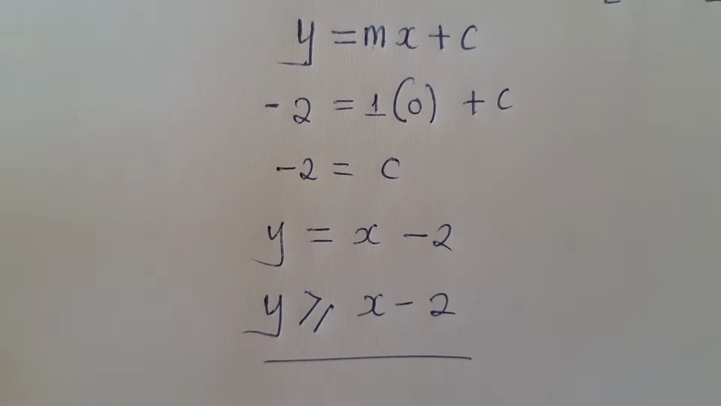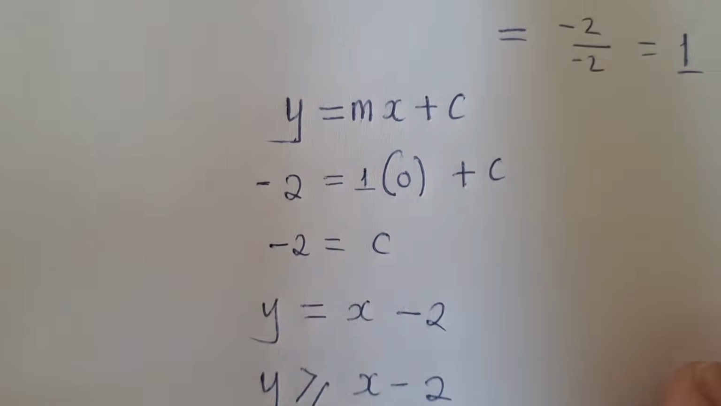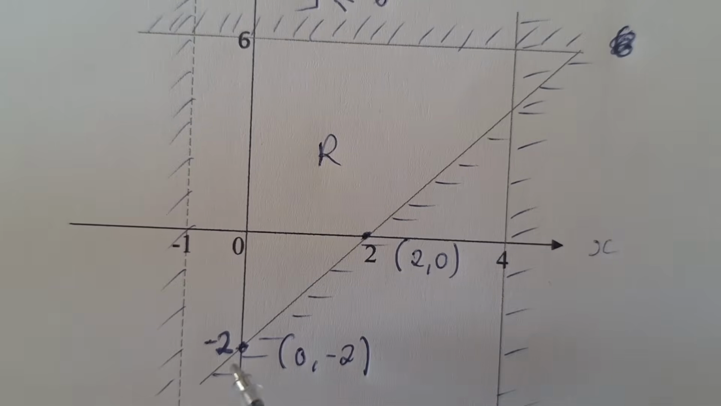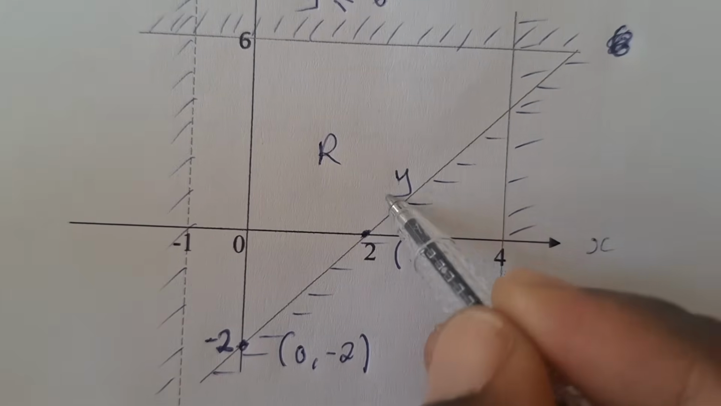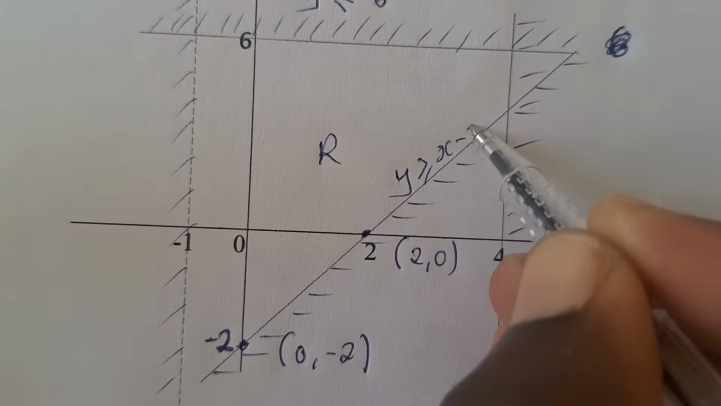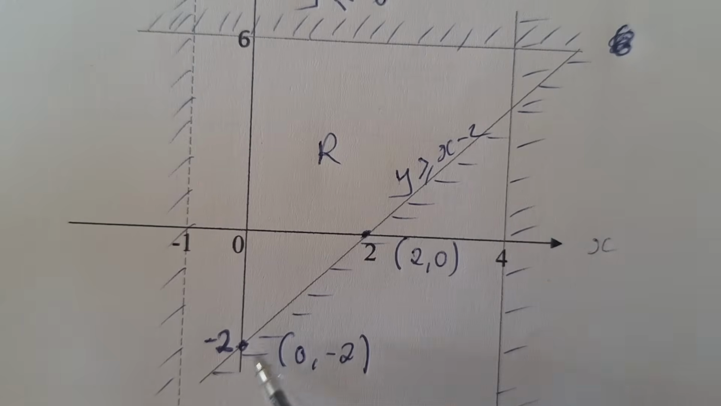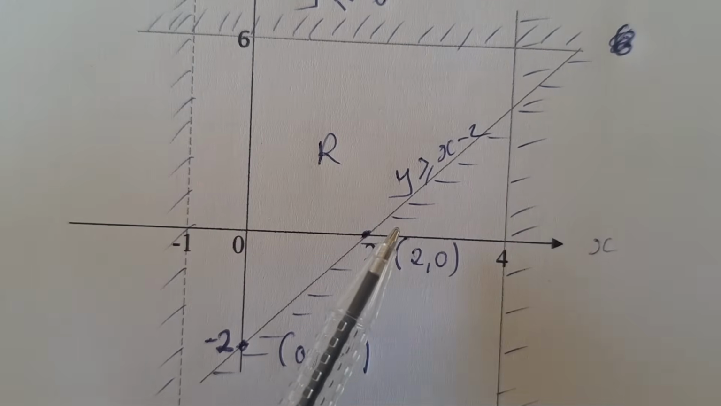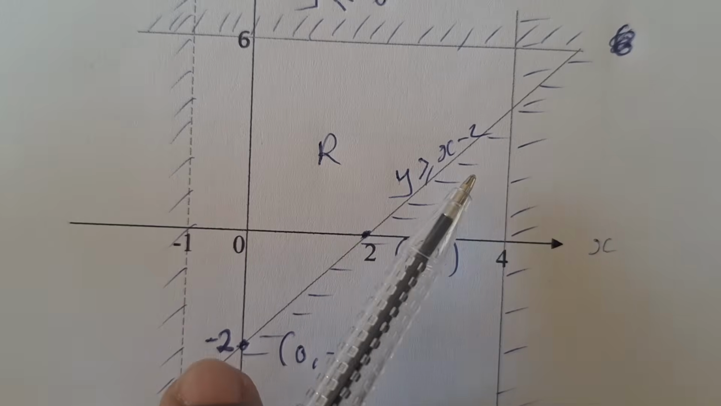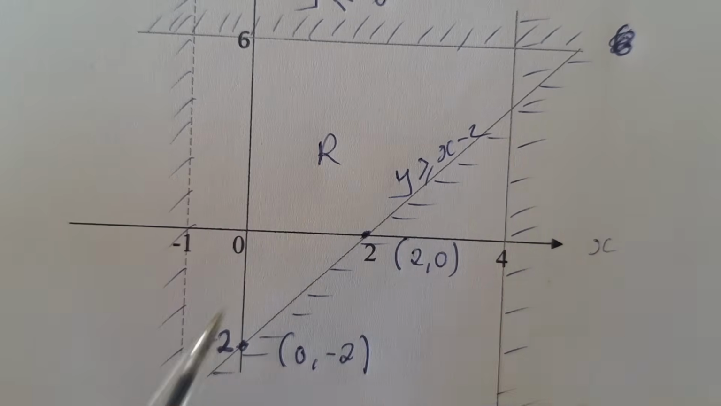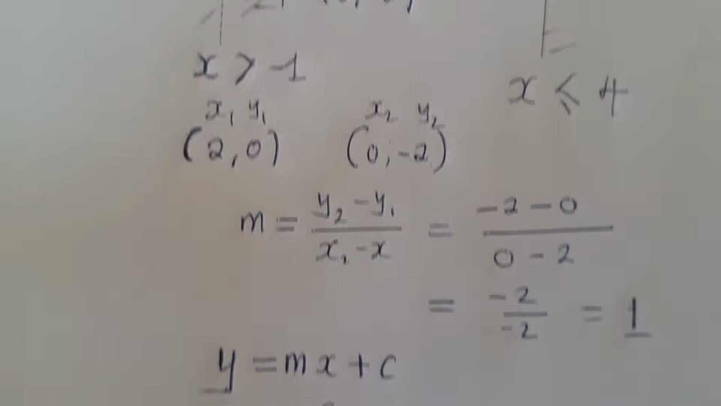Y is greater or equal to x minus 2. So how did I know that this is y is greater or equal to x minus 2? It's because when you look at this line, it's shaded down here, and we're getting the opposite, which is the top part. That's how it is.